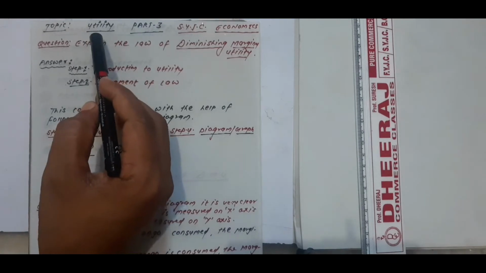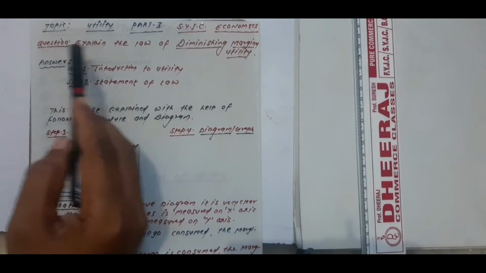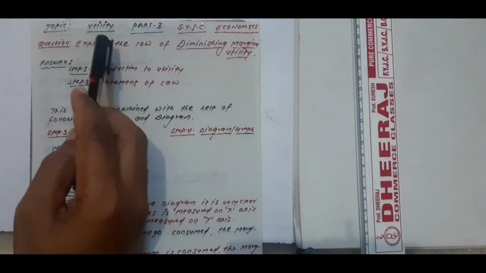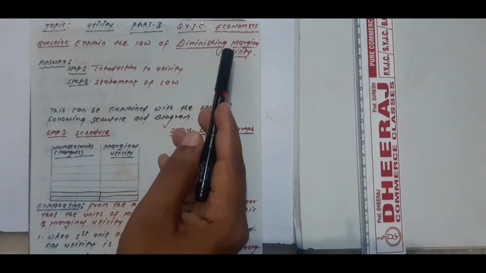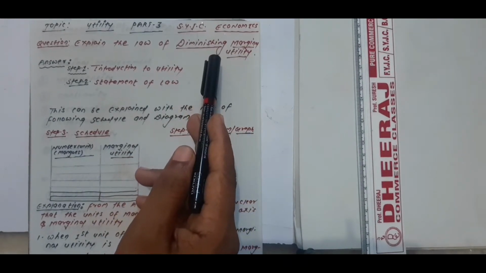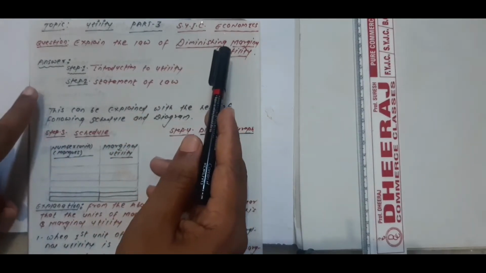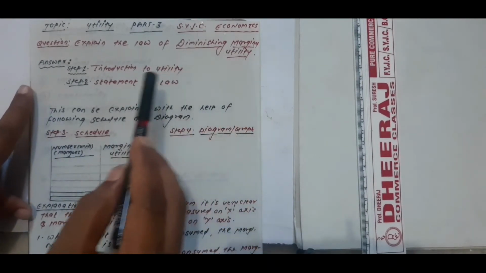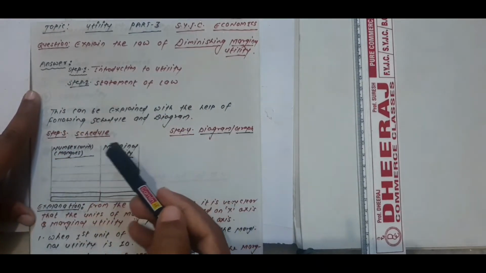Now, here is the utility part 3 of SYGC economics. Today we are going to discuss the most important question of utility, the law of diminishing marginal utility, also known as the D.M.U. Dear friends, this is a very important question, and here is how to write it. It is solved step by step.